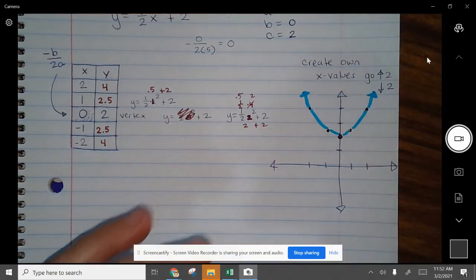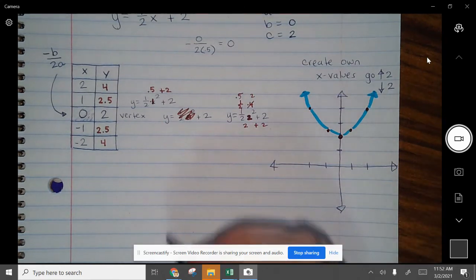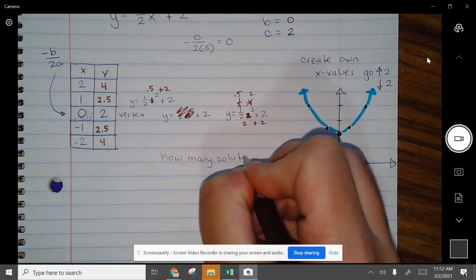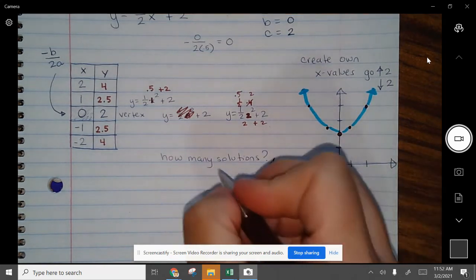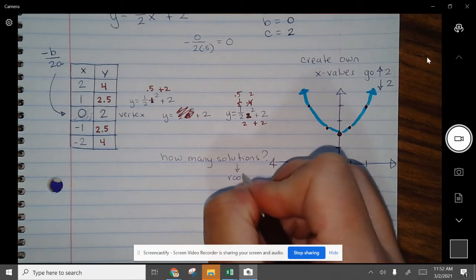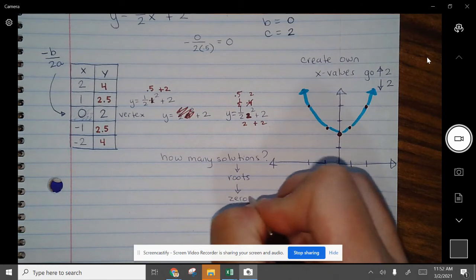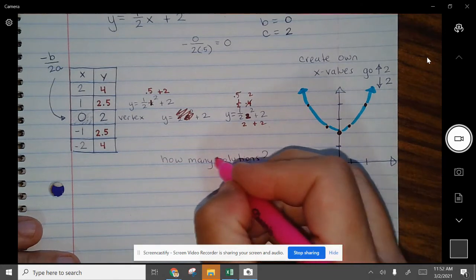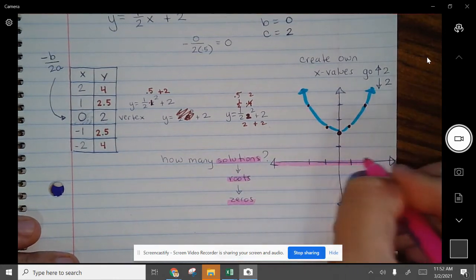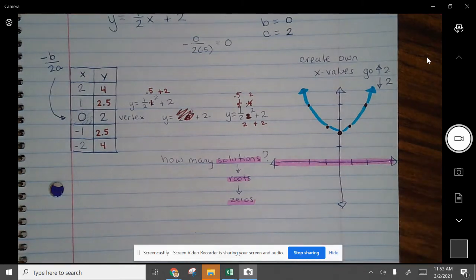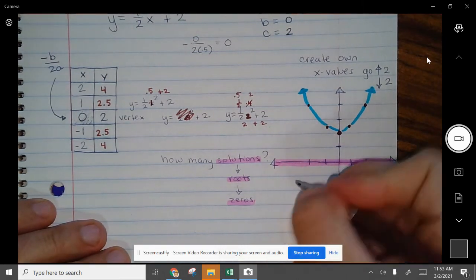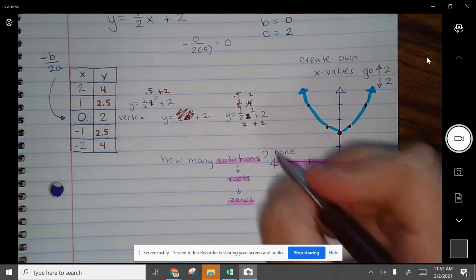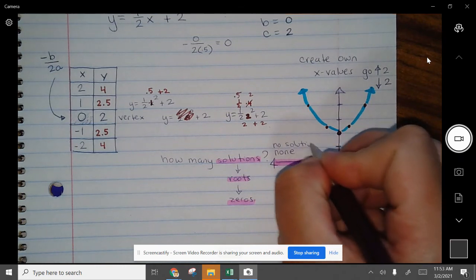Here's my question for you. First of all, how many solutions or how many roots? Remember, solutions also means roots. Also can mean zeros. The way they say that is the x-axis, remember? So how many solutions? When I say solutions or roots or zeros, it talks about how many times it touches the x-axis. And you're going to say 0, none, or no solution, all right? No solutions even, okay?